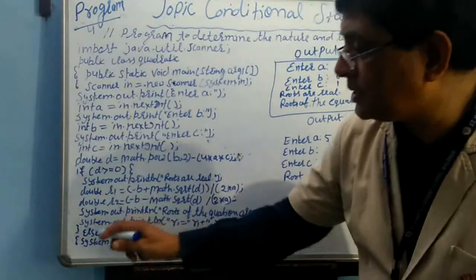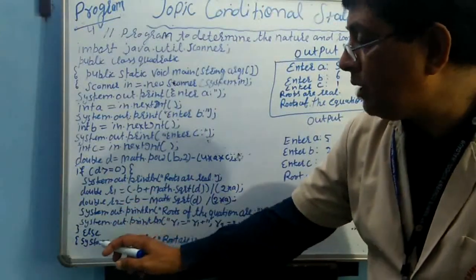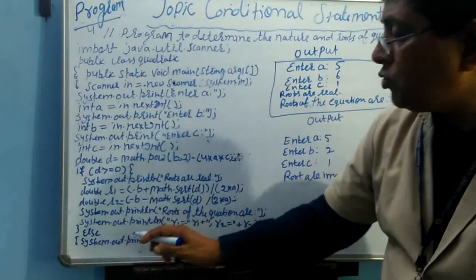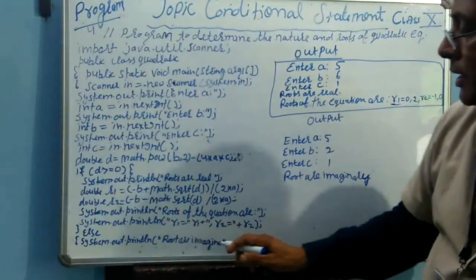Else, otherwise, it will print System.out.println roots are imaginary.